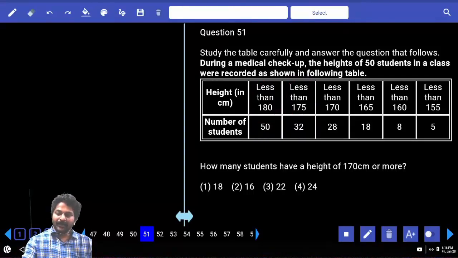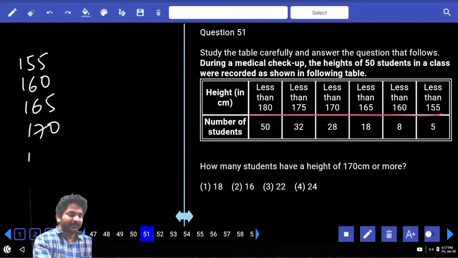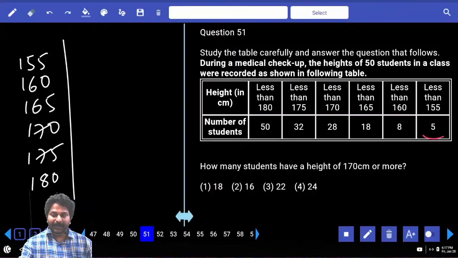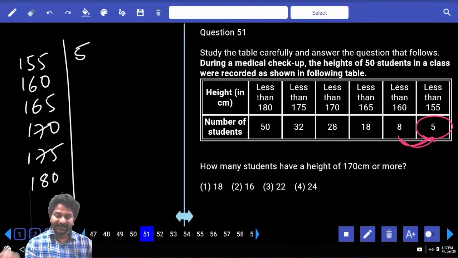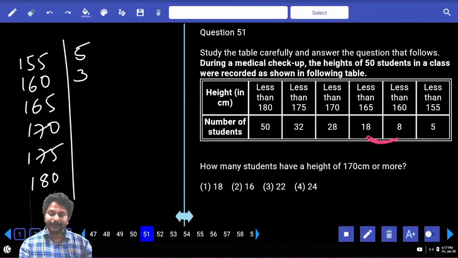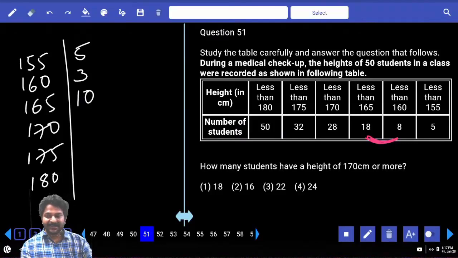Let's start with 155, the smallest number onwards: 155, 160, 165, 170, 175, and then 180. Less than 155. From the last I am starting. How many people are there? 5. Now what is the difference here? Those 3 people will be between 155 and 160. Next, what is the difference here? Those 10 people should be between 160 and 165.